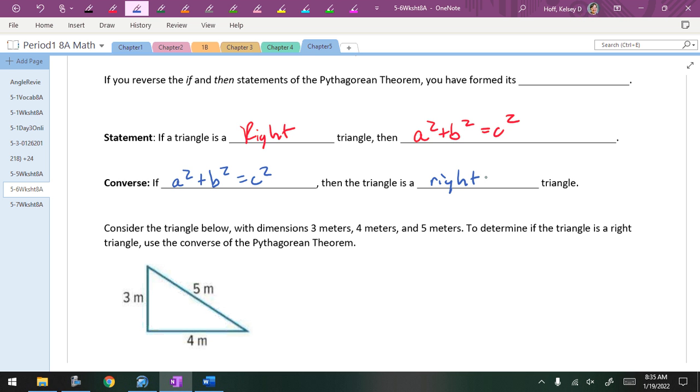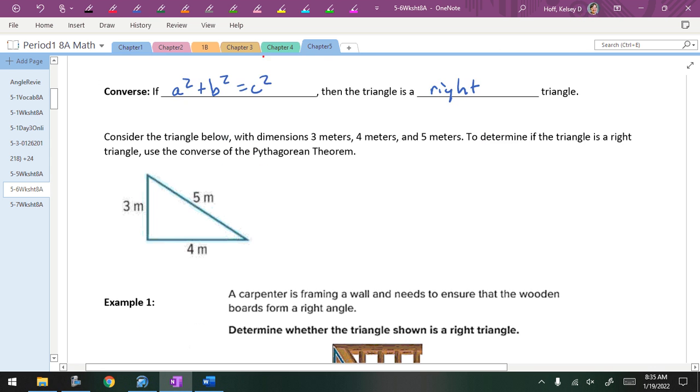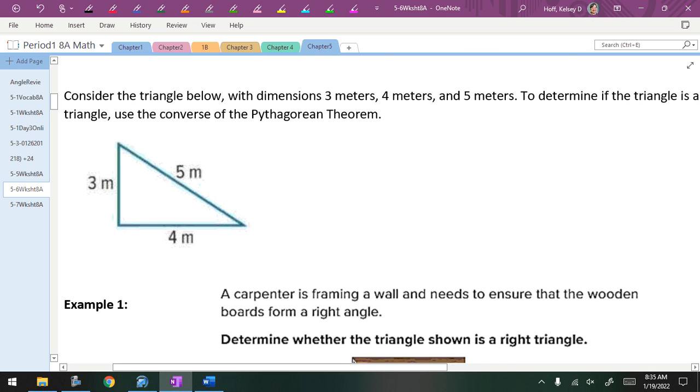So what was something else about the hypotenuse or about C? It's the longest side. Very good. So when you look at a triangle of 3, 4, 5, which one of those is the longest? 5. So this one's going to be C. Does it matter which one's A or B? No, because we don't know that it's a right triangle.